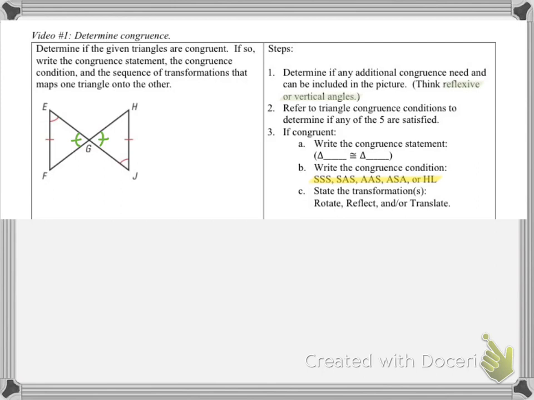So I need to take a look and see if any of my triangle congruences are satisfied. What I like to do is think about tracing through the picture itself to determine if I have any of the 5 that's happening. So I'm going to deal with the triangle on the left-hand side, and I'm going to start at an empty corner, so at any corner that doesn't have a marking in it right now. So I'm going to start at angle F, since there's no marker in that corner about being congruent.